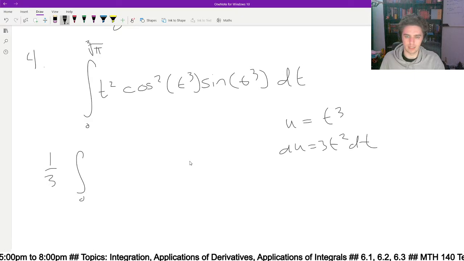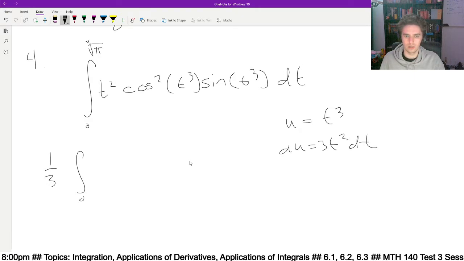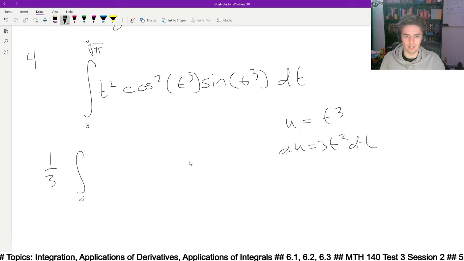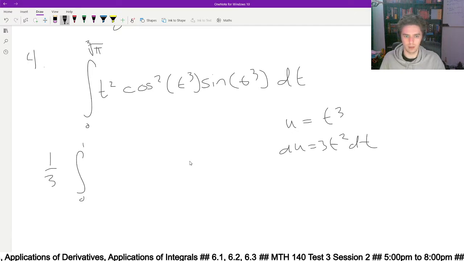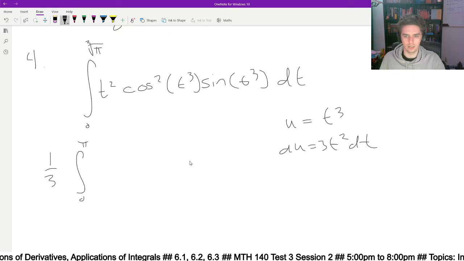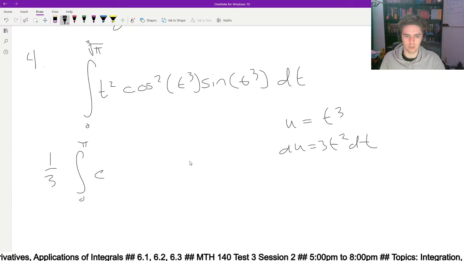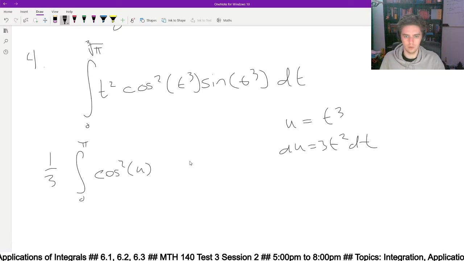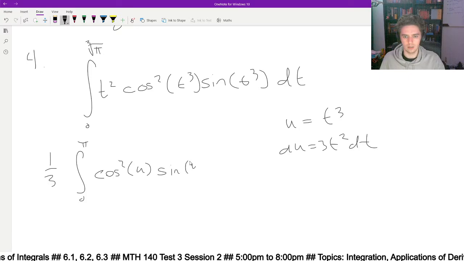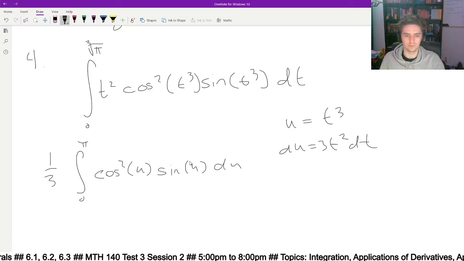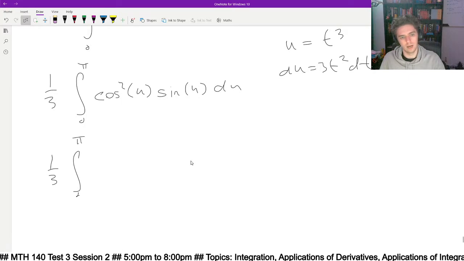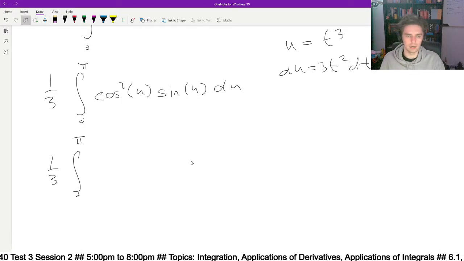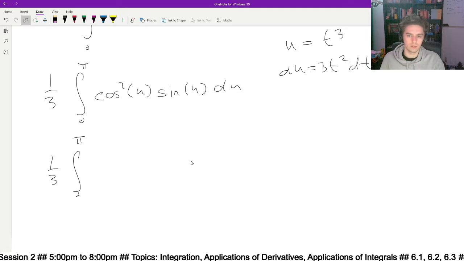So we're going to have to apply the u. Apply that to our upper limit, right? So it's going to be cube root of pi cubed, so it's going to be pi. And then t squared is going to go away. It's just going to be cos squared u sine u du. Okay, 1/3 from 0 to pi of, now I'll say another u substitution.